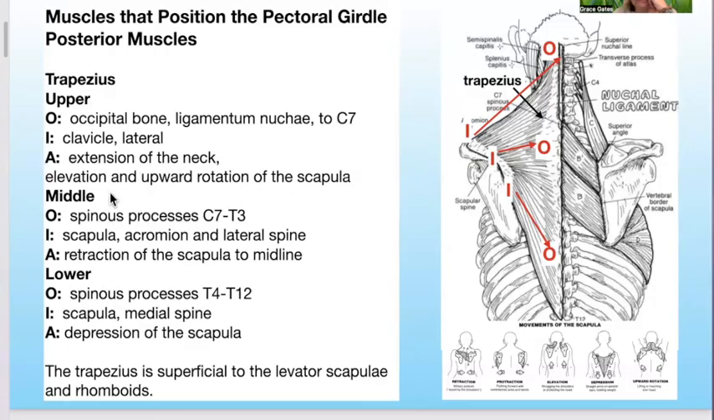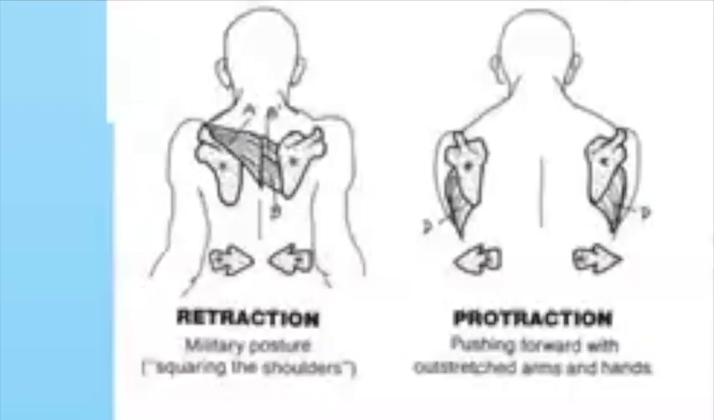Then the middle part of the trapezius has an origin on the spinous processes of the vertebra C7 to T3. The insertion is on the scapula, the acromion, and the lateral spine of the scapula. The action is retraction of the scapula to the midline. It pulls the scapula together right between the shoulder blades. And remember, retraction is like standing up in a military position with your shoulders pulled back, by squeezing the two scapula towards the midline.